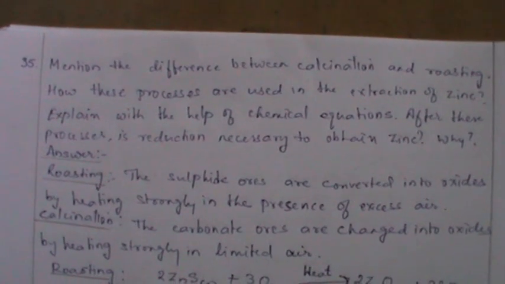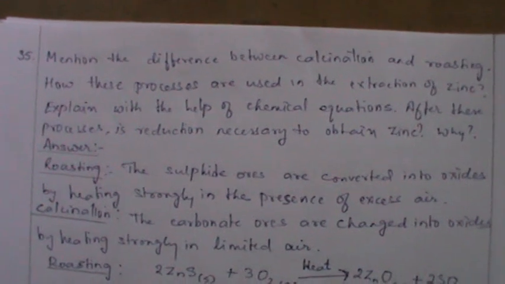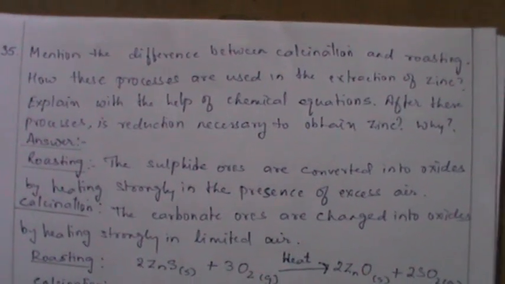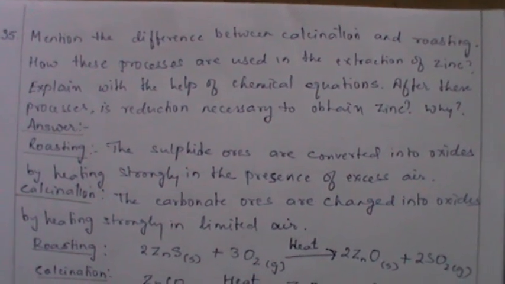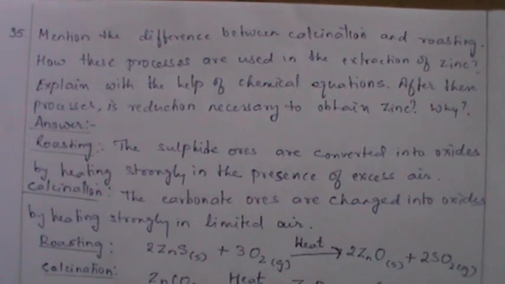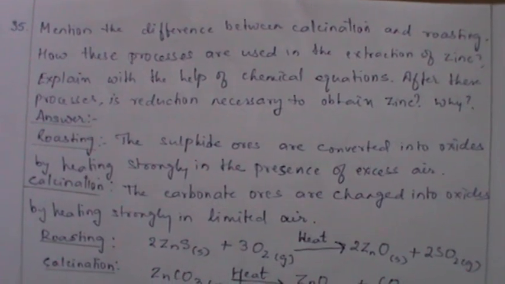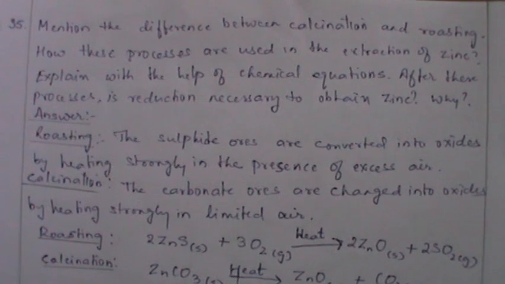Question number 35. Mention the difference between calcination and roasting. How are these processes used in the extraction of zinc? Explain with the help of chemical equations. After these processes, is reduction necessary to obtain zinc? Why?